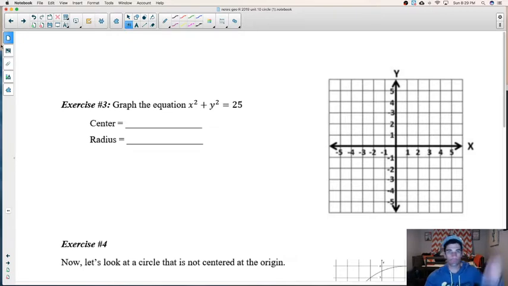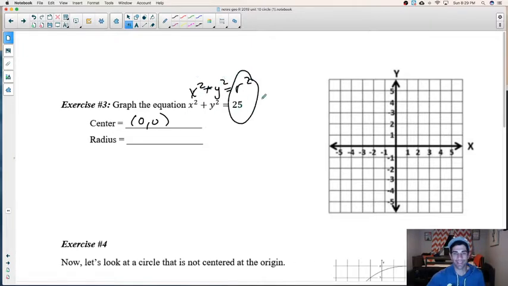So let's just keep going with that. For what we understand, the center of x squared plus y squared equals 25 is going to be (0, 0). Now, remember that this equation is saying x squared plus y squared equals r squared. So in here, it's saying that r squared is 25, which means that the square root of 25, the radius, is 5. So if I'm going to graph that, I'm going to go 5 here, negative 5 here, and negative 5 there.